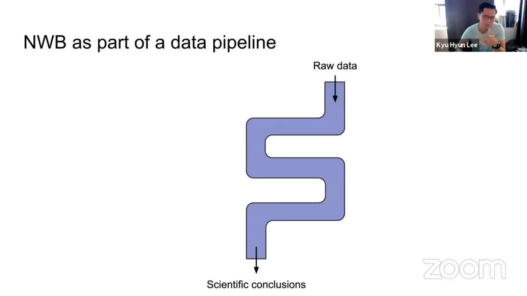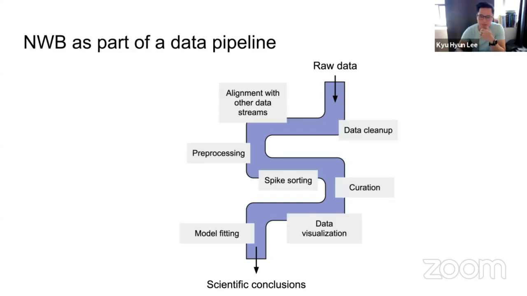My talk will basically try to illustrate that by showing how we placed NWB in a data pipeline. By data pipeline, I just mean a set of steps that takes us from the raw data to scientific conclusions. And of course, this includes a lot of steps.